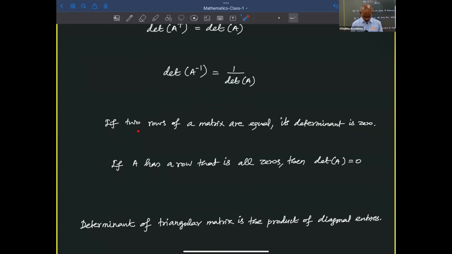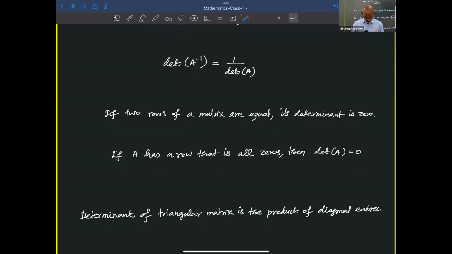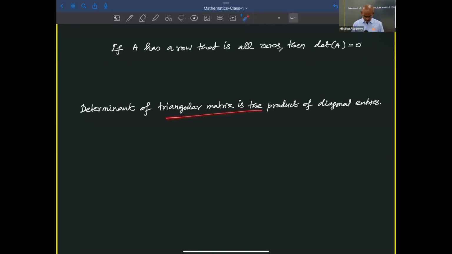And if two rows of a matrix are equal, then the determinant will be zero, and also we'll say the rank is less. There is a related thing we'll see as part of rank and equations. And if a row has all zeros, then of course the determinant is zero. And as I said, for a triangular matrix, the determinant is simply the product of the diagonal entries.